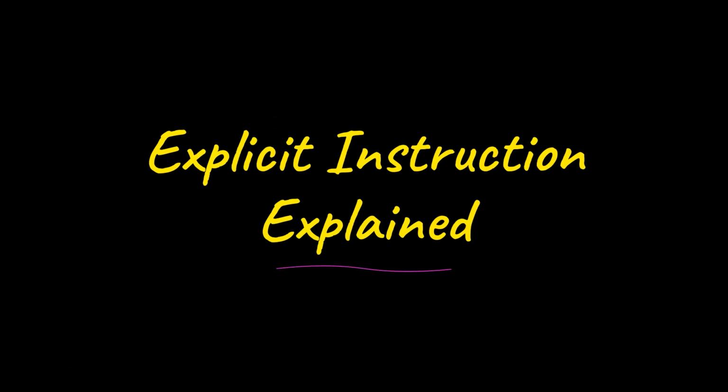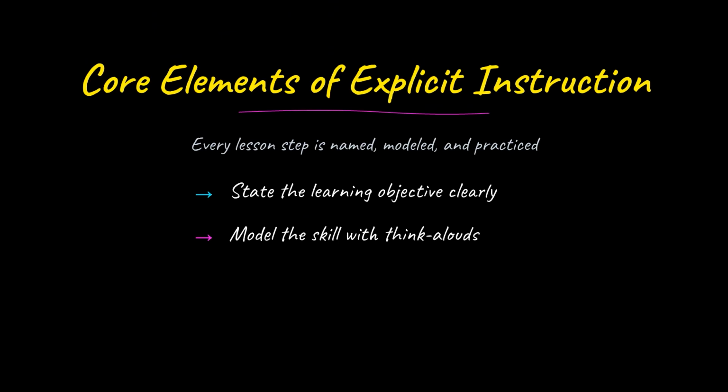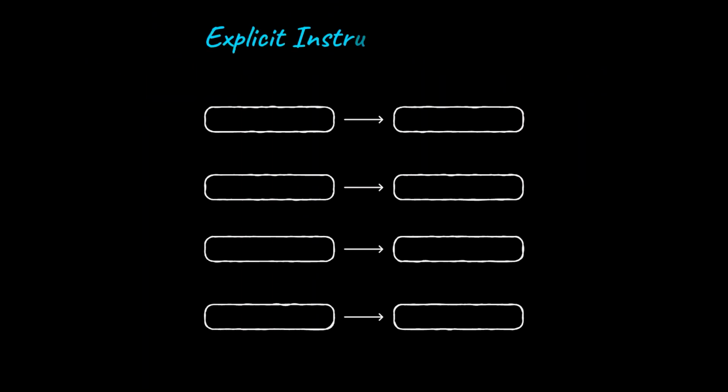Explicit instruction is a highly structured teaching approach built on one defining feature: transparency. Students know exactly what they are expected to learn, see the skill clearly modeled, and practice it with feedback before working independently. The teacher opens by stating the objective, then breaks the skill into observable steps and models her reasoning aloud. Guided practice with feedback follows, and students finish by applying the skill independently.